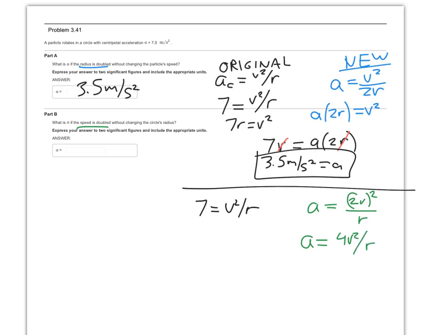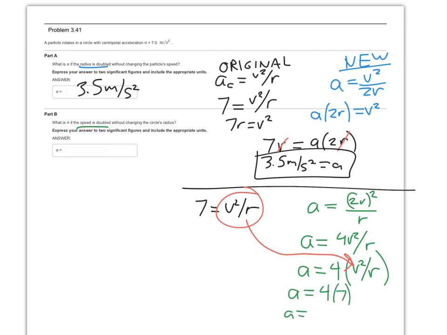This one, to solve it, I'd actually use a slightly different technique. I'd look at this equation here, and I'm going to factor out a 4. So I'm going to say 4 times the quantity v squared over r is my new acceleration. And I see that v squared over r was simply equal to 7, so I can substitute that in. So acceleration is 4 times 7, or 28 meters per second squared. Don't need to round that to 2 sig figs either.